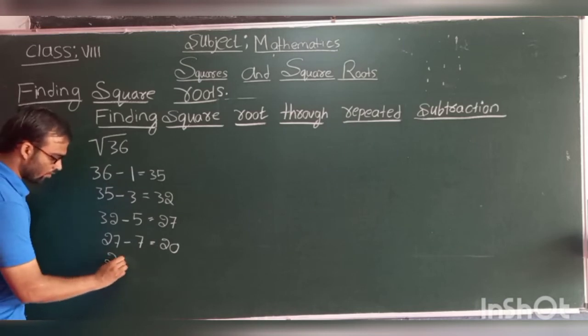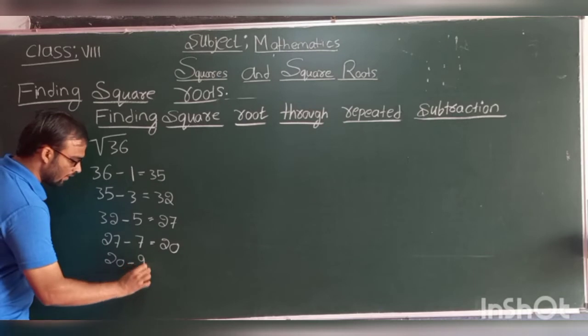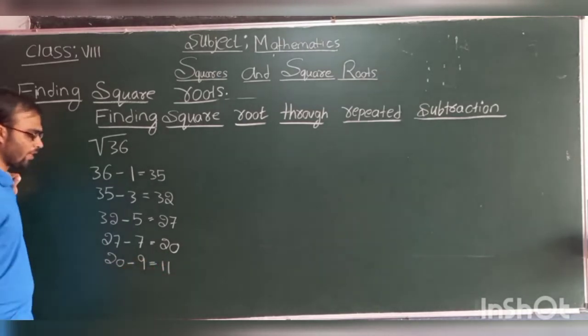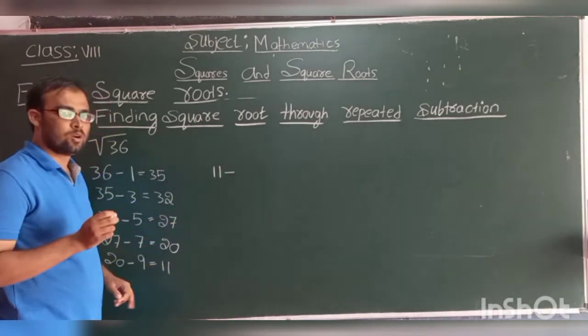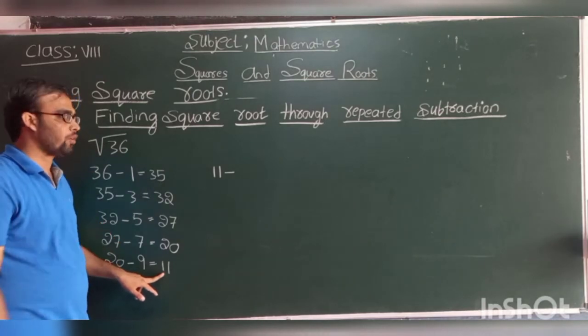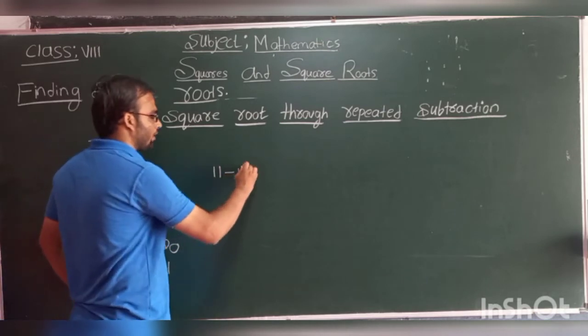Now take this 20. Now the fifth odd number is 9. 20 minus 9 is what? 11. Okay, so now take this 11 and subtract it by the sixth odd number. Which is the sixth odd number? 11 only. So here, 11.